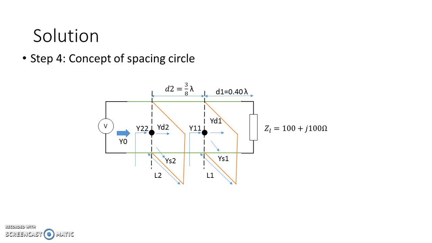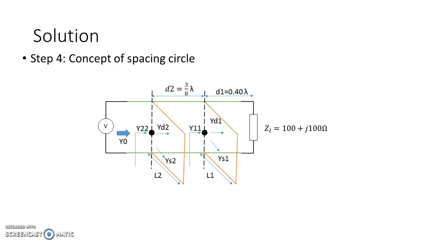But how can Y11 be on a unit circle? If YD2 is on the unit circle, then the distance between Y11 and YD2 should be 3 by 8 lambda. That means there should be another unit circle which is at 3 by 8 lambda distance away from the Y22 point, or the original unit circle point.